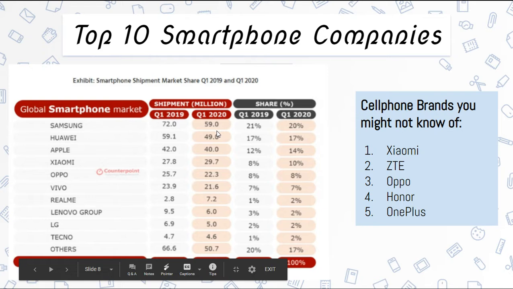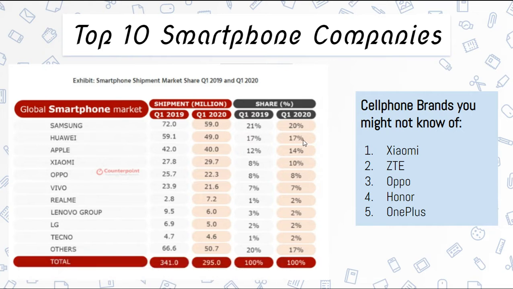We also show you the market share. 20% of all phones sold are Samsung's, 17% are Huawei, 14% are Apple. Xiaomi is now up to 10%. They are fantastic value for money. You can get them off Takealot, and they're really starting to edge in on Apple and Huawei.